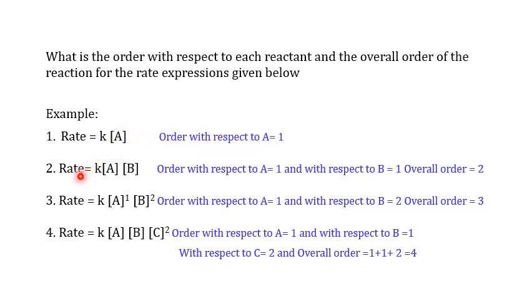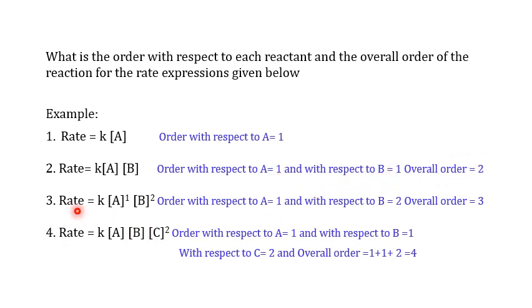And the second example is showing rate equal K, concentration A, concentration B. We have two reactants and on each one we can see only 1 and 1. Even though it is not shown, by default it is 1 if nothing is written on top. So order with respect to A will be 1. Order with respect to B is going to be 1 again. And the overall order is 1 plus 1 equal 2.